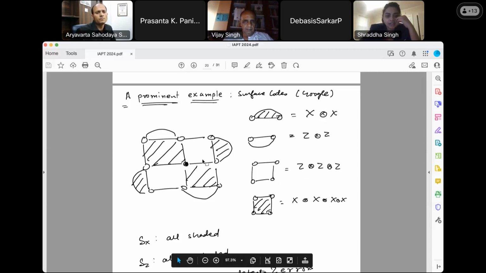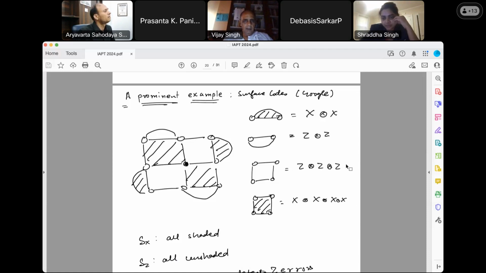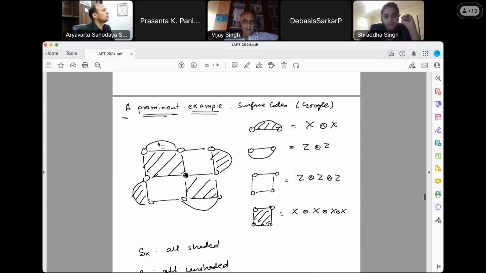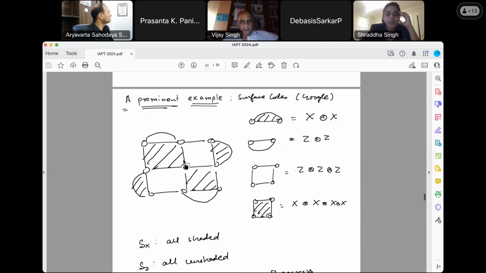And then these unshaded boxes are Z tensor Z tensor Z tensor Z. There should be another Z here. So 4-body Z operators. Then you have your 2-body operators, Z tensor Z, Z tensor Z, and X tensor X, X tensor X. Where did this come from?